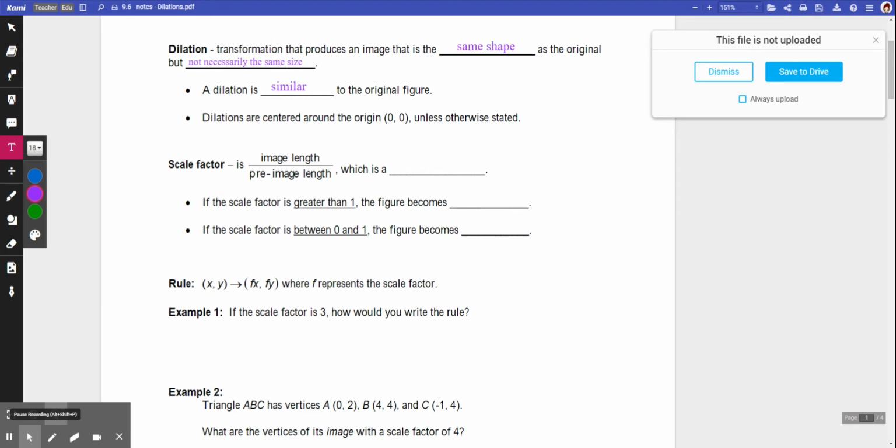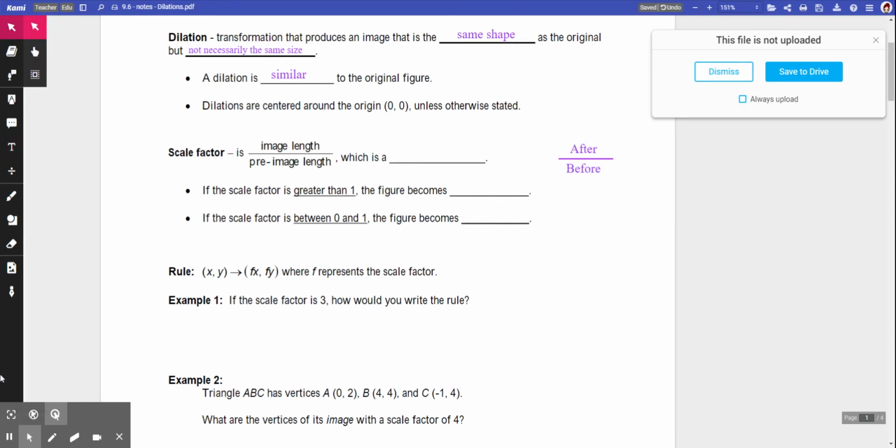For dilations, the key thing that we care about is the scale factor. You can write it as a fraction, the image length over the pre-image length. So remember that's your after over your before, which is a little bit counterintuitive. And when you have a fraction that compares two values, that's called a ratio.